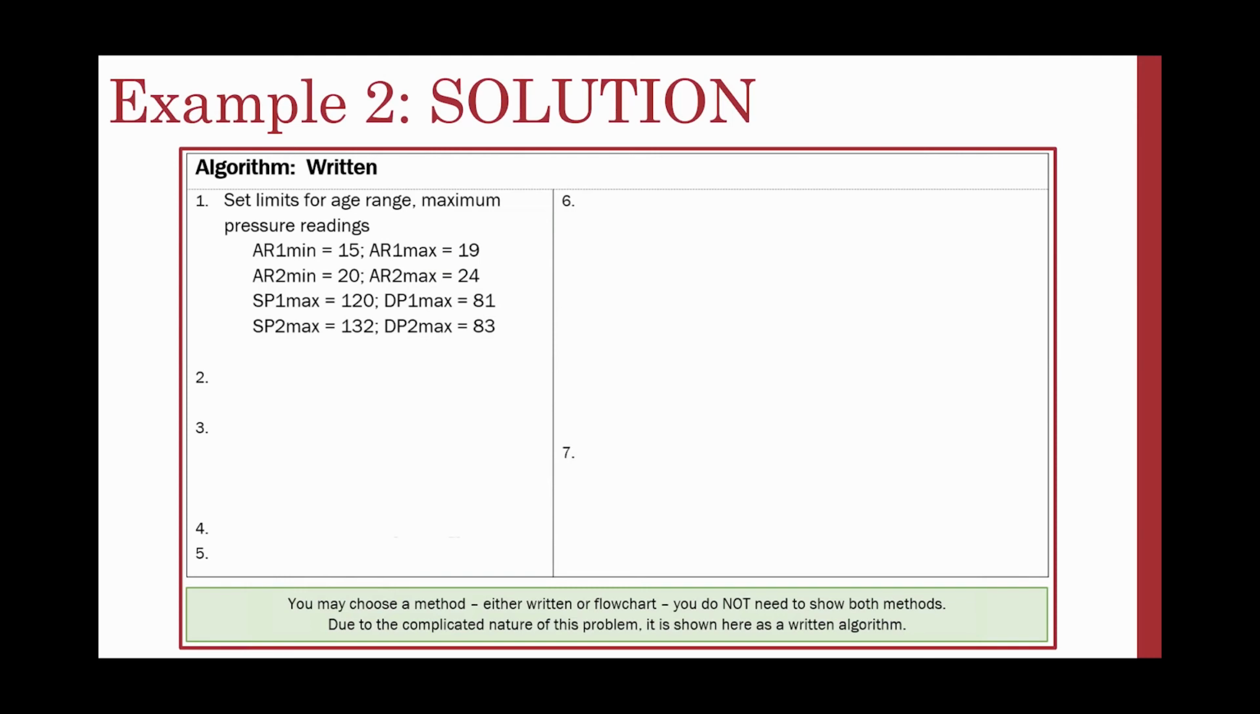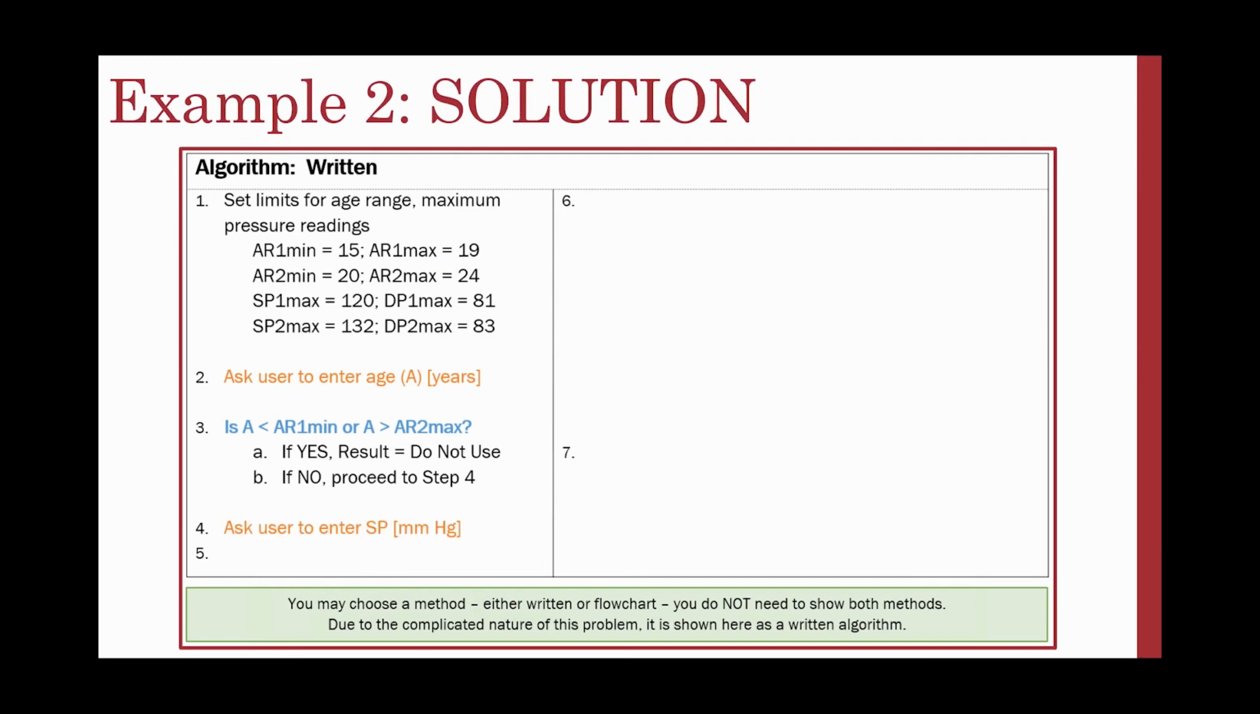So the first thing we might want to do is set all of our limits. So we have our age mins, our age maxes for our two ranges, and we have our blood pressure maxes for our two ranges. The second thing we can do is ask the user to enter their age. After the user enters their age, we can ask them, is their age less than the minimum or larger than the maximum? Because if it is, we don't want to use any of this code. If it's not, we can go on. So we really want to rule out whether or not they were within our age range at the very beginning.